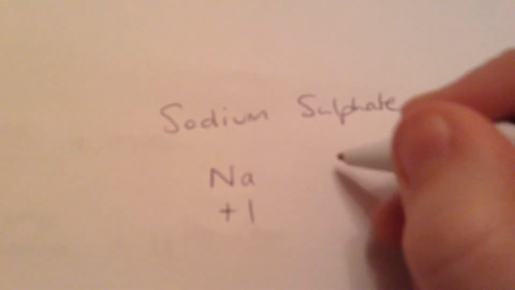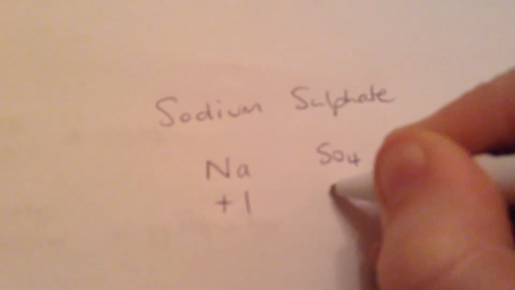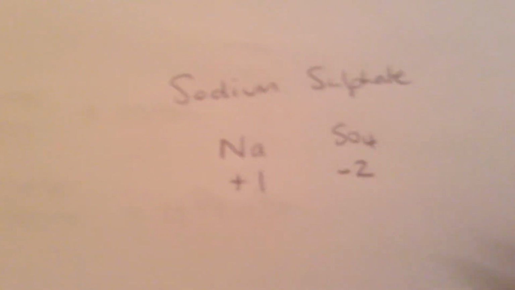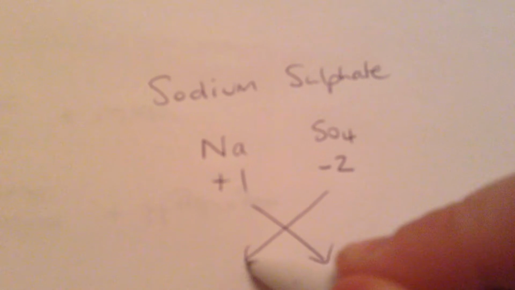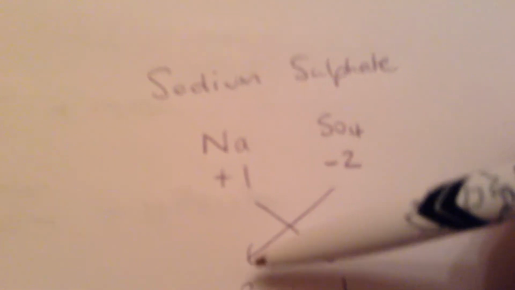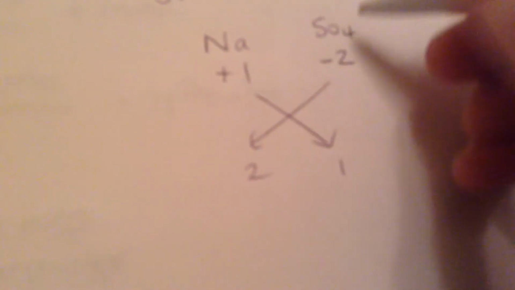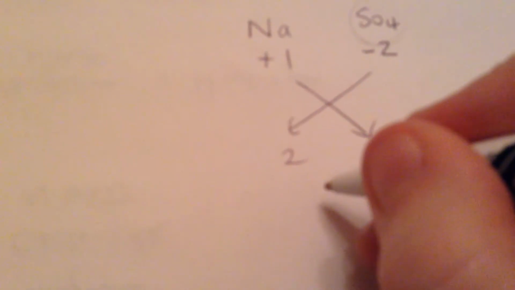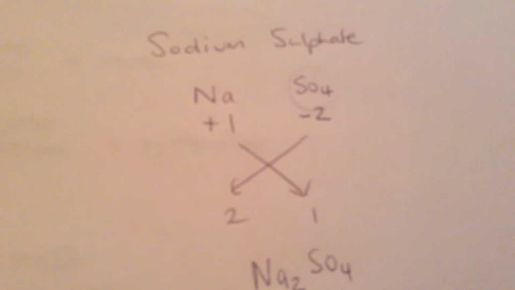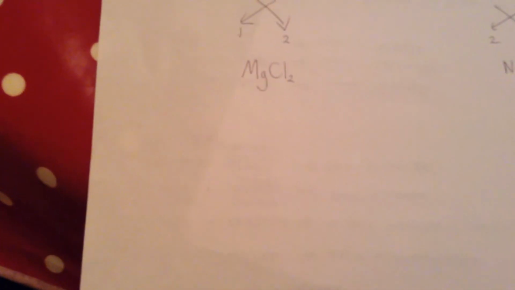Okay. So, back to our little example. Sulfate, SO4 is the formula, and the 2 minus is the charge. In the same way as we did before, swap it over. That tells us you've got 2 sodiums in your formula and 1 sulfate. So you're going to multiply the whole of the sulfate by 1. And your formula is Na2SO4.